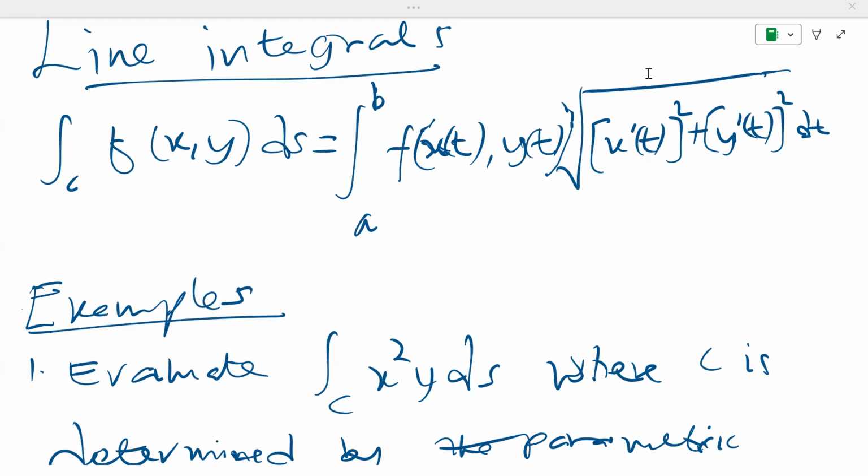Hello, we want to move on to line integrals. And so we have our definition here, the integral over C of f(x, y) ds. Our interval is from a to b, and x is in terms of t and y is in terms of t. And our ds is defined this way: the square root of x prime of t squared plus y prime of t squared. So we shall differentiate and then we square them right away.